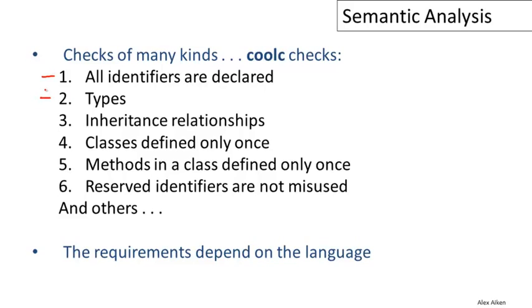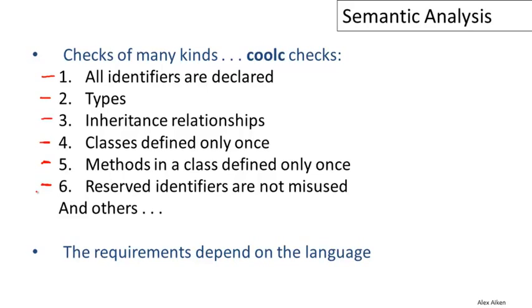The coolC compiler has to do type checking, and this is actually a major function of the semantic analyzer in cool. There are a number of restrictions that come from the object-oriented nature of cool. We have to check that the inheritance relationships between classes make sense. We don't want classes to be redefined. We only want one class definition per class. Similarly, methods should only be defined once within a class. Cool has a number of reserved identifiers, and we have to be careful that those aren't misused.